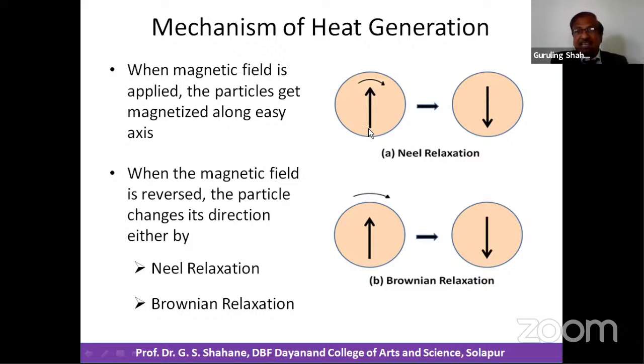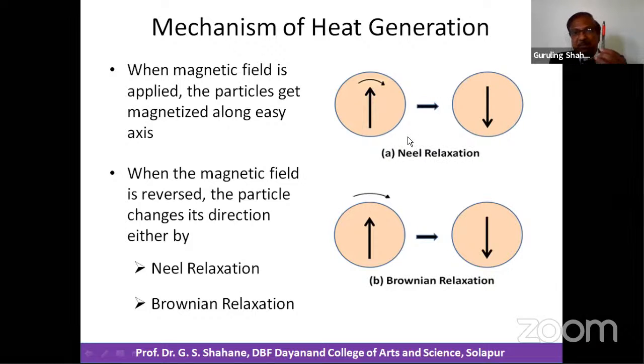One is Néel relaxation and second is Brownian relaxation. In Néel relaxation, the particle remains as it is, but its spin, its magnetic direction, is reversed without the rotation of the particle. On the other hand, in Brownian relaxation, the particle itself rotates. Here, the particle itself rotates. Our interest is in Néel relaxation.